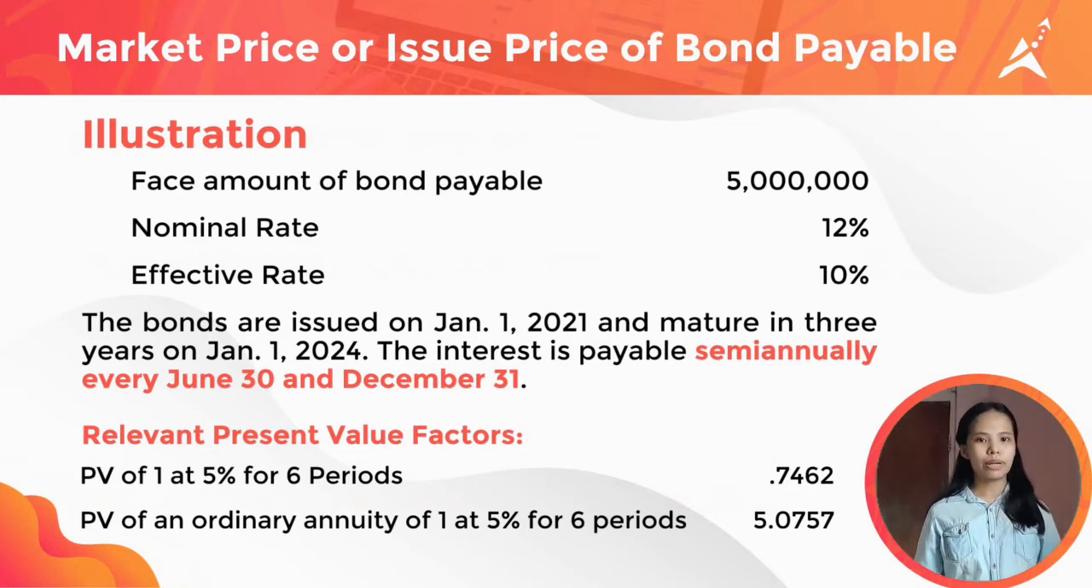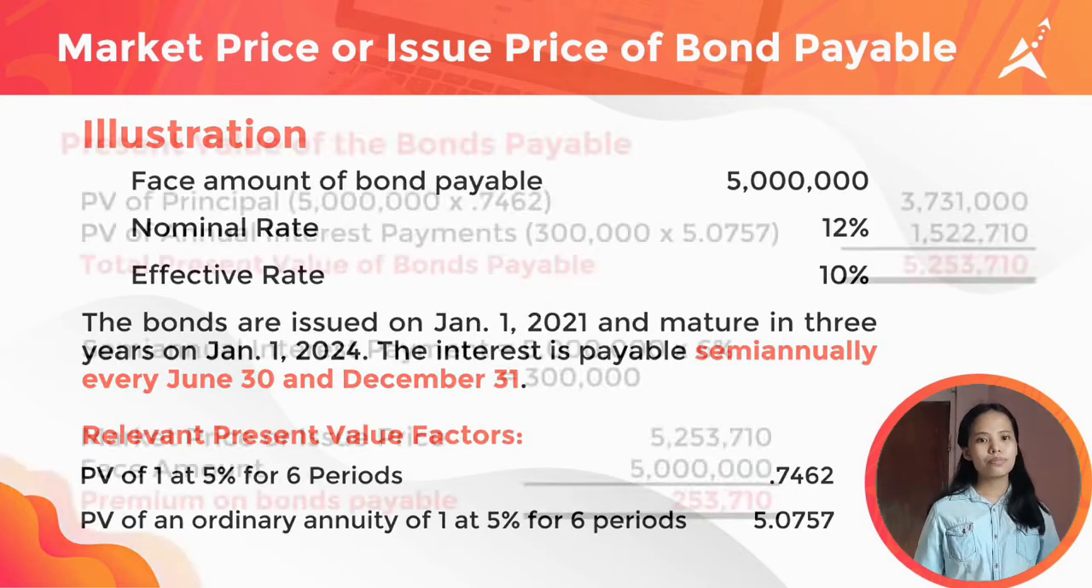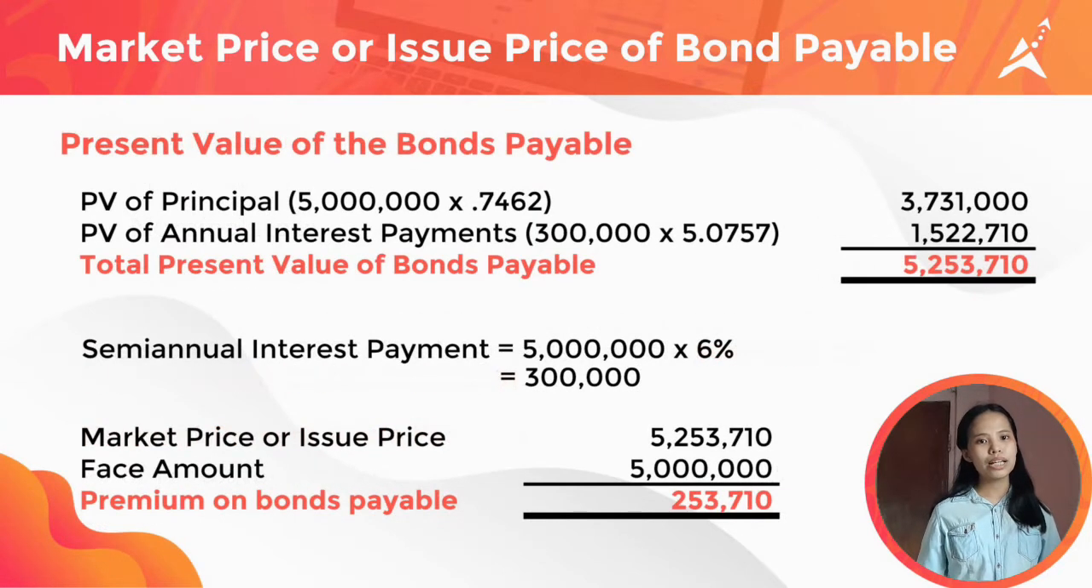The present value of 1 at 5% for 6 periods, 5% because it is half of 10% since it is semi-annually. The value of it is 0.7462. And the present value of an ordinary annuity of 1 at 5% for 6 periods would be 5.0757. To find the present value of principal, just multiply 5 million and 0.7462. The present value of principal would be 3,731,000.